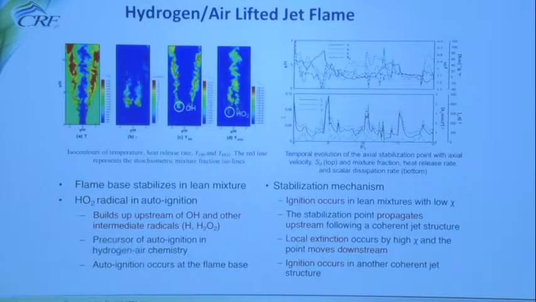So I don't want to belabor the point because we kind of went over it with ethylene, but I want to say that here, again, as with ethylene, the flame base stabilizes in the lean mixture. And HO2 radical is very important in hydrogen-oxygen systems for autoignition. It acts as a capacitor or storage unit for storing radicals before you get high-temperature branching. And so we see evidence of a lot of buildup of HO2 upstream of the high-temperature radical OH.